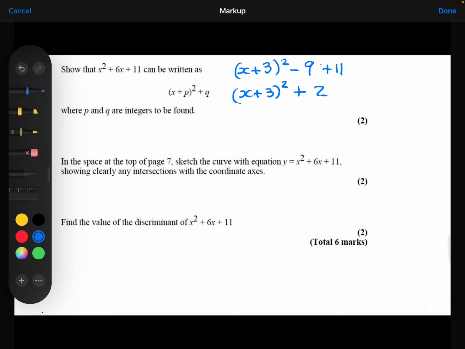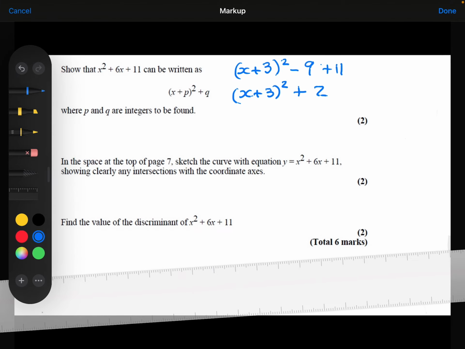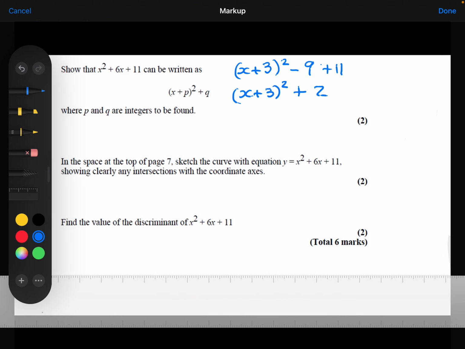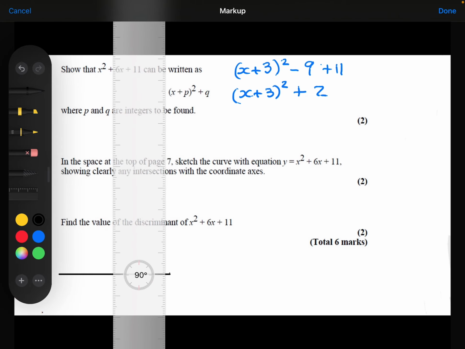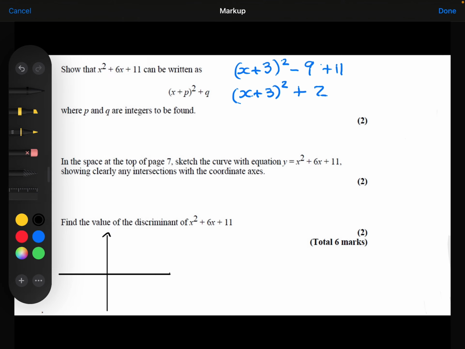It then says, in the space at the top of page 7, sketch the curve with the equation y equals x squared plus 6x plus 11, showing clearly any intersections with the coordinate axes. So I obviously don't have a page 7 here, so I'll do mine down here, where I've got a little bit of space. So here are my axes. Here's my x-axis, here's my y-axis.